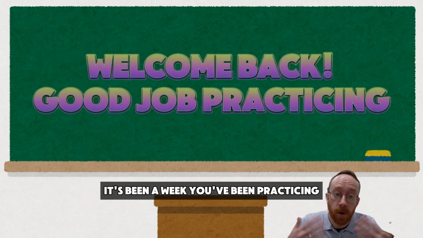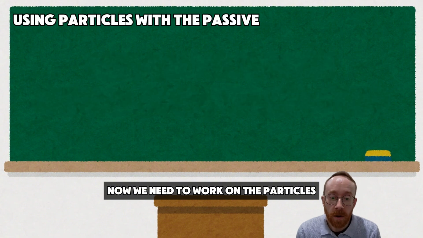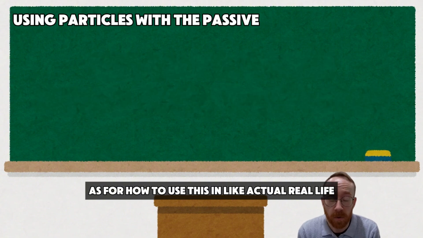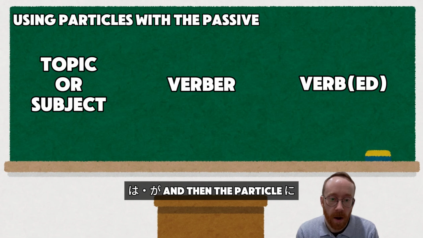All right, so welcome back. It's been a week. You've been practicing. Now you're back here. Great, thanks. Now we need to work on the particles. As for how to use this in actual real life, we're going to need just 2 particles, wa or ga, and then the particle ni.